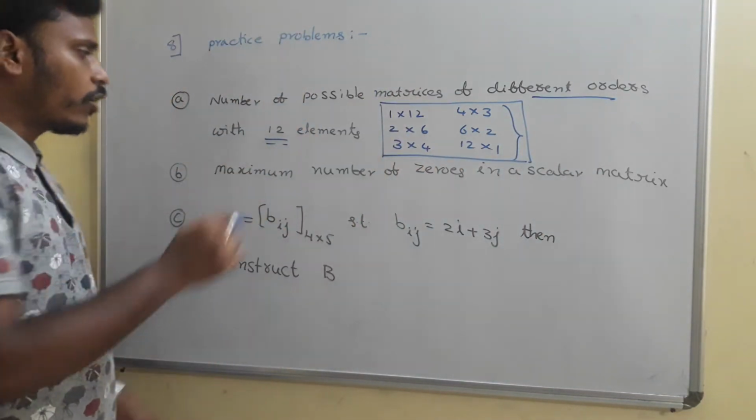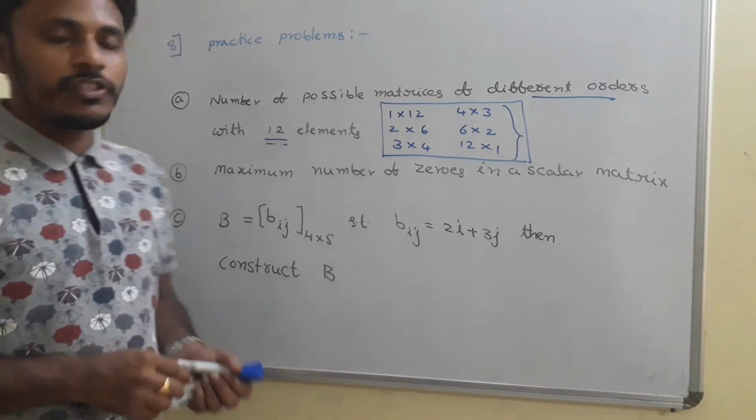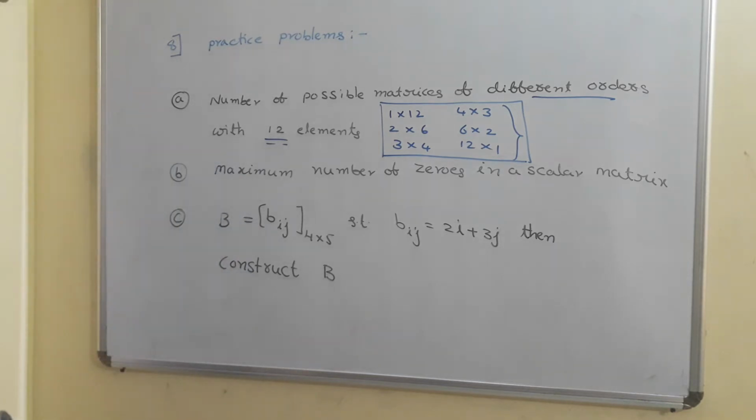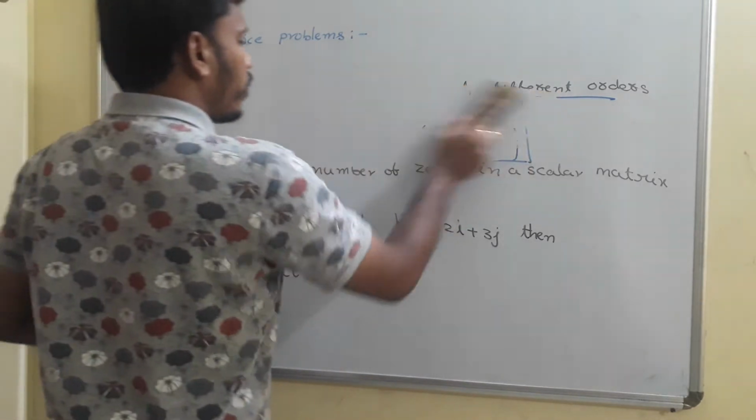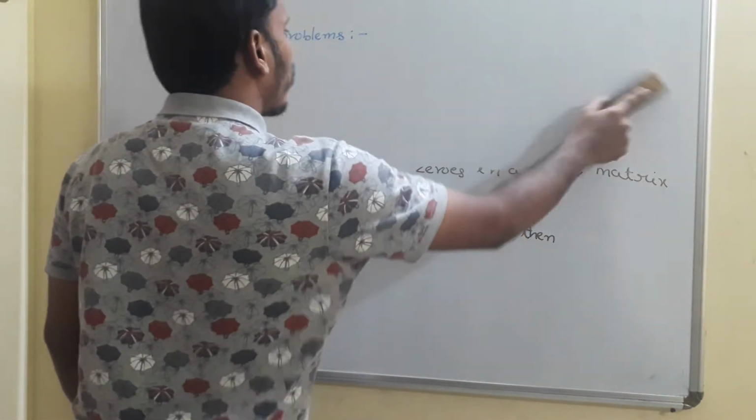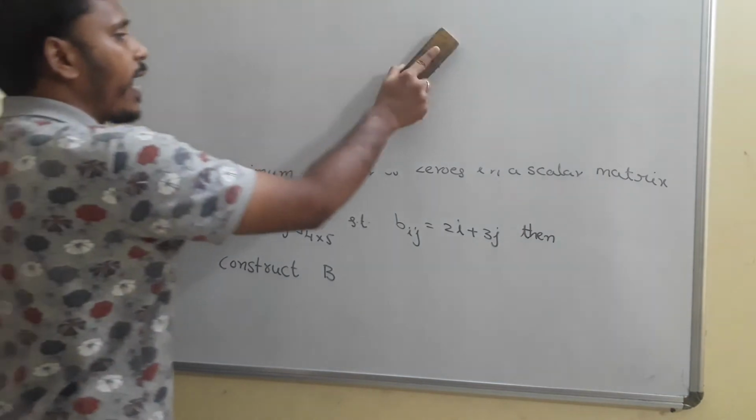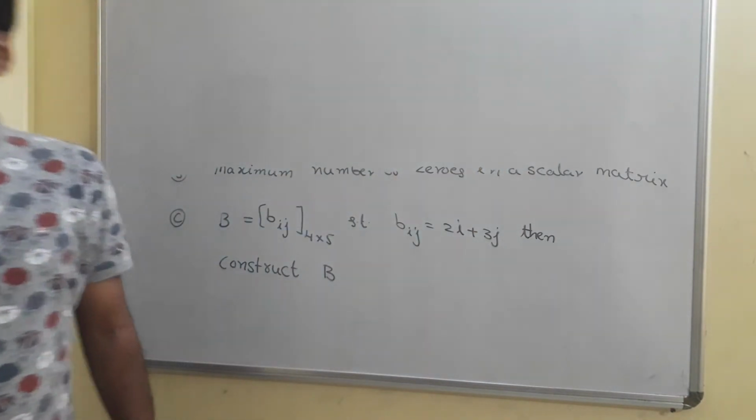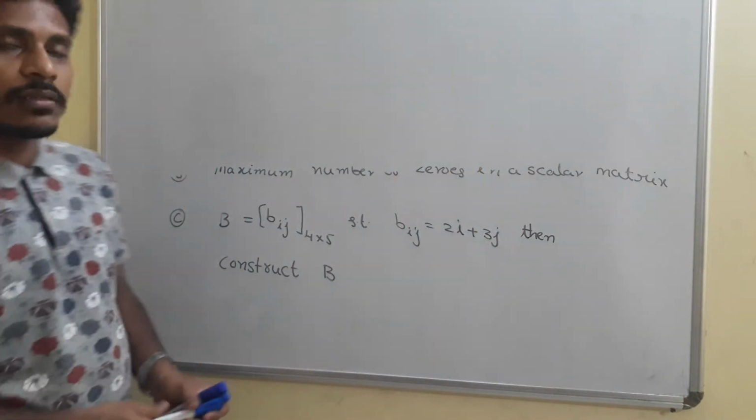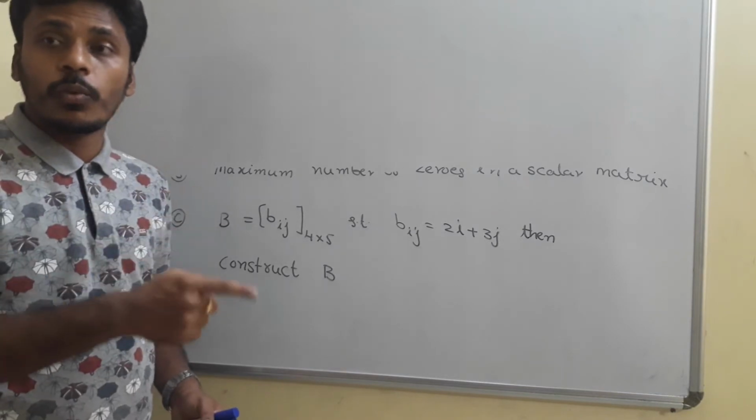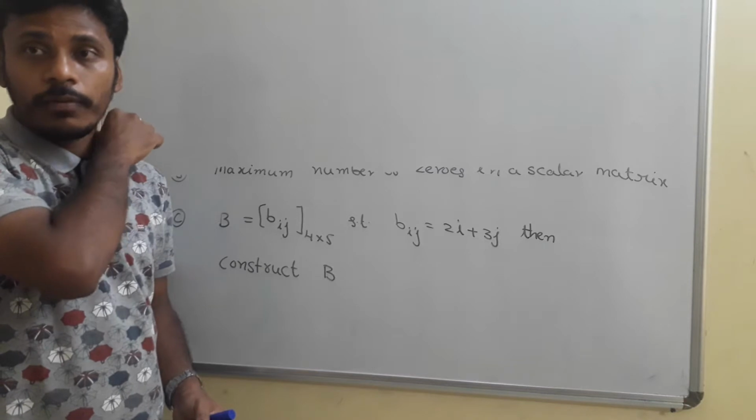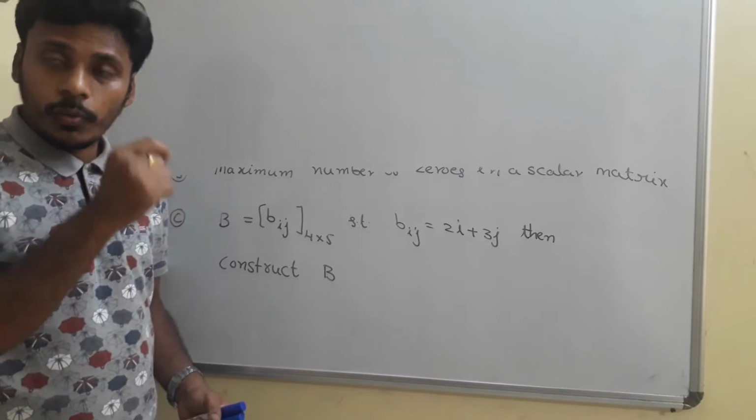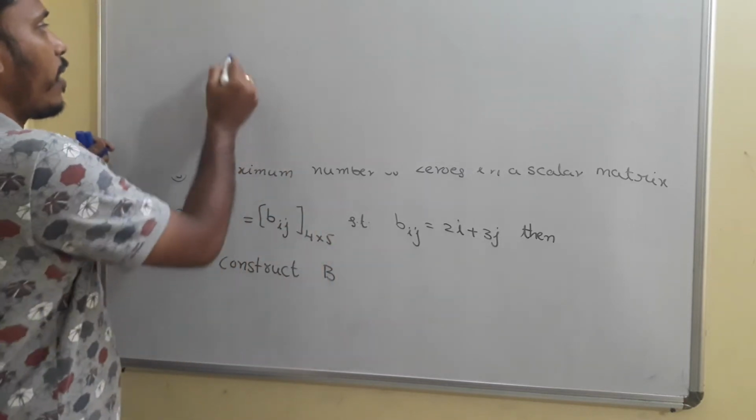And coming to the second question, maximum number of zeros in a scalar matrix. See, here the order of the matrix is not mentioned. Since the order is not mentioned, we need to treat it like an unordered matrix. And since we are discussing a scalar matrix, for sure it must be a square matrix. We can't call a rectangular matrix scalar. If it is a square matrix, what is a scalar matrix actually?